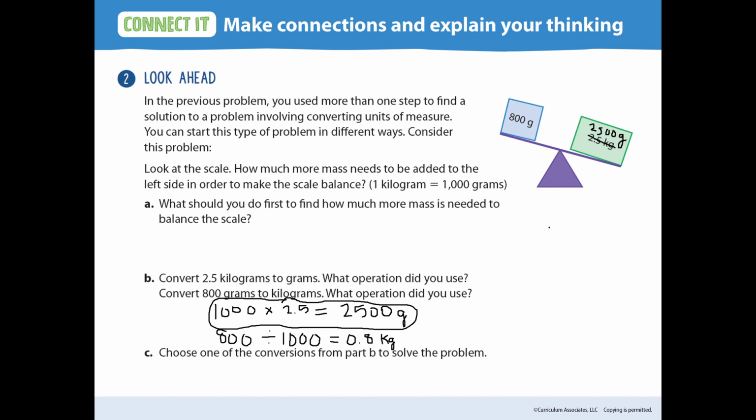And it says how much more do we need to make this even out? So if we take 2,500 minus 800, we can see how many more we need. And when we subtract those, we have 0, 0, borrow from the 2, that's 7, and 1. So we would need 1,700 more grams.